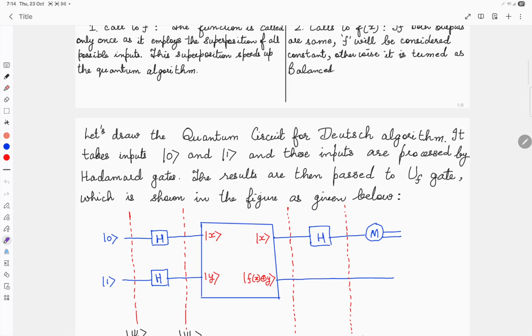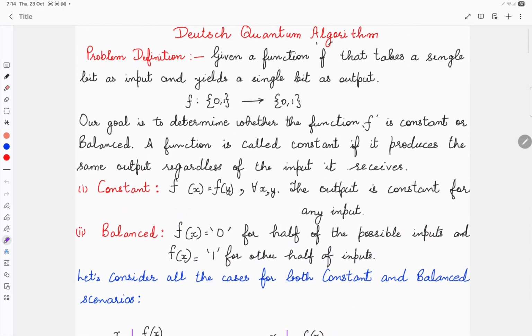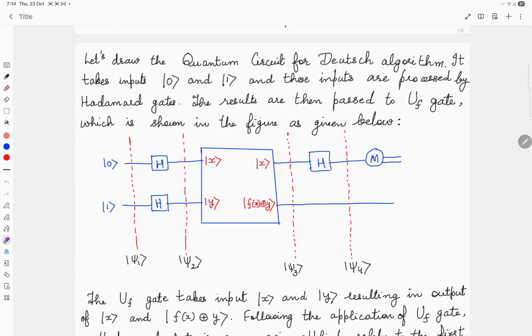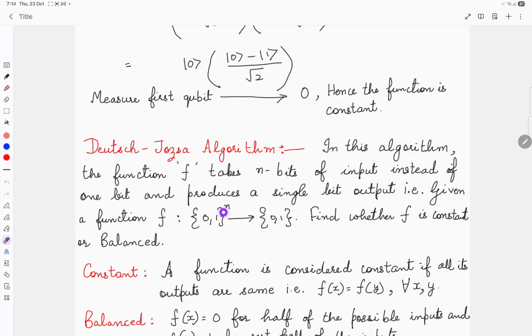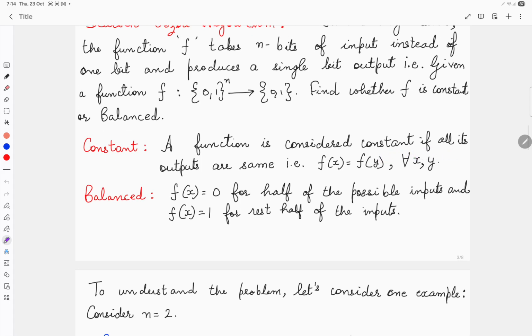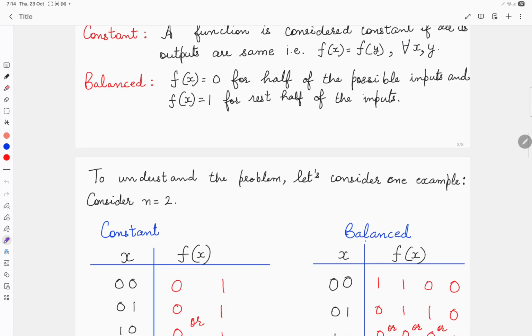Now in the Deutsch algorithm we gave only one qubit as the input, but in the case of the Deutsch-Jozsa algorithm we will give n qubits as the input and the output will be only 1 qubit. The output will tell whether the function is a constant function or a balanced function. In this case the input will be an n-qubit input. The problem remains the same. We know what a constant and a balanced function are.